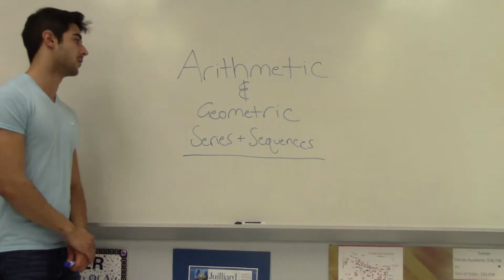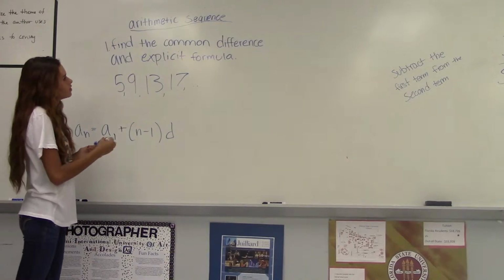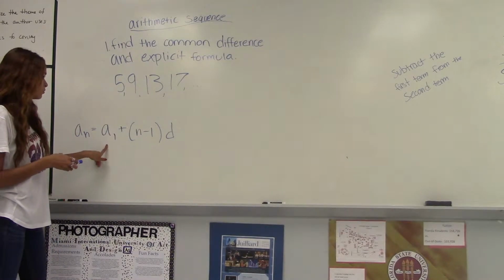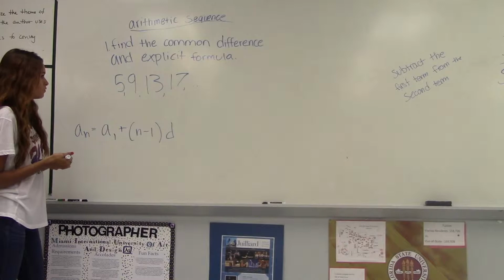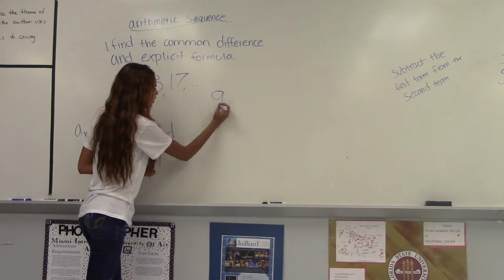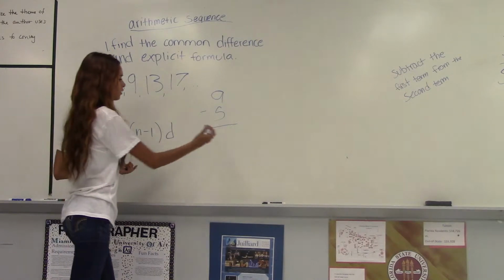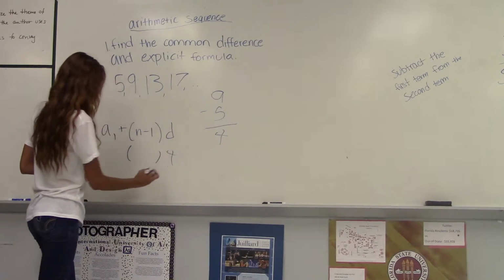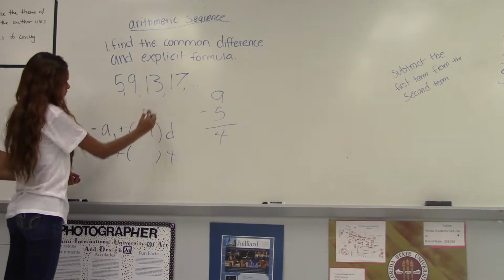Today we are going to go over arithmetic and geometric series and sequences. This is the arithmetic sequence, and to find the explicit formula you need the first term, the difference, and the number of terms there are. And to find the difference, you first subtract the first term from the second term. So you do 9 minus 5, and it's 4. So you put 4 in for d right here. And then the first term is 5.